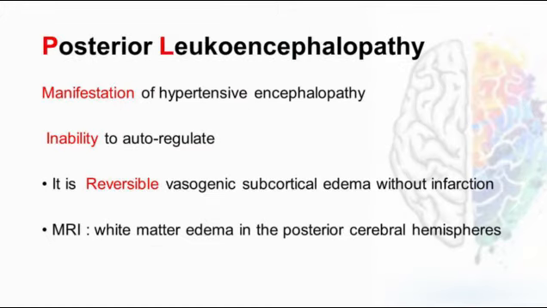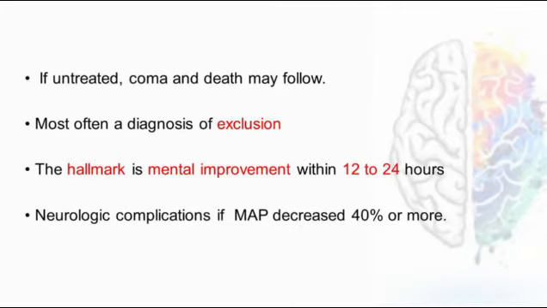There is something called posterior leukoencephalopathy. It's a manifestation of what we just said, hypertensive encephalopathy, which is the inability to autoregulate. They call it posterior leukoencephalopathy. It is reversible vasogenic subcortical edema without infarction, and MRI images show white matter edema in the posterior cerebral hemispheres. It may cause coma and death if not treated. It's mostly a diagnosis of exclusion.